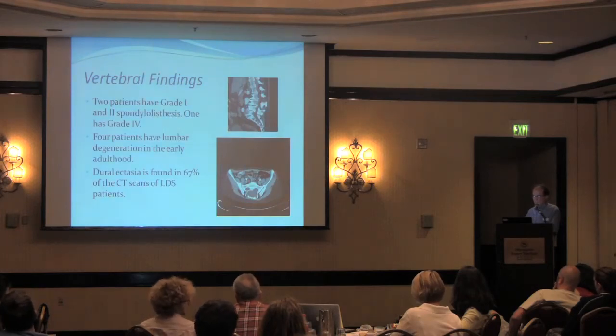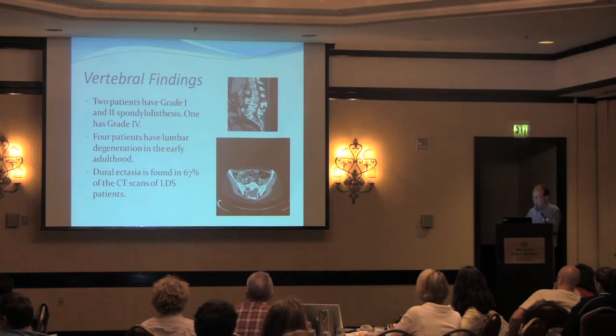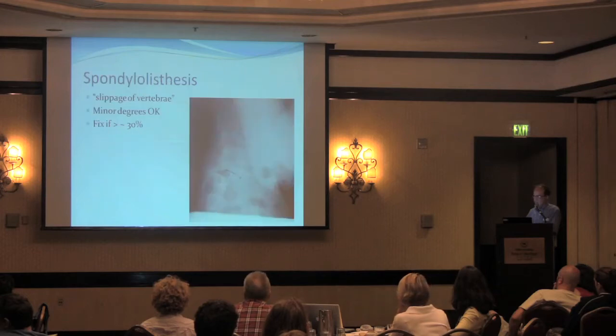Throughout the vertebrae, there are many other findings. You can have slippage of the vertebrae or spondylolisthesis. You can have early degeneration, we saw rarely in one patient. And you can also have some degree of dural ectasia, although it doesn't seem to be quite as severe as you see in Marfan syndrome.